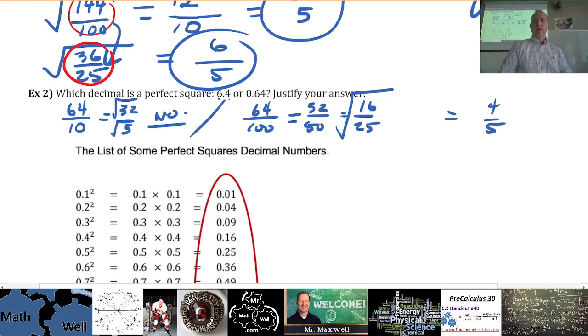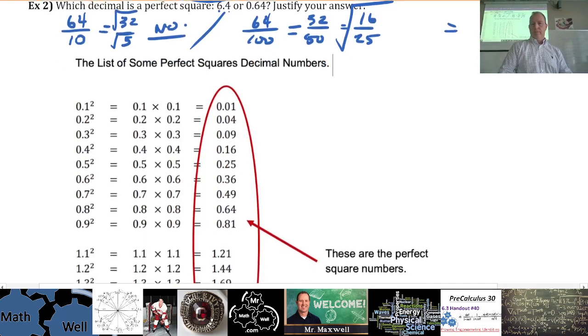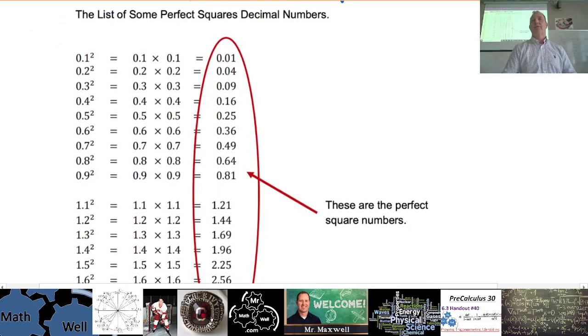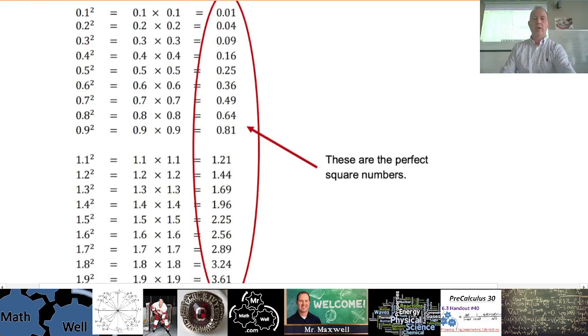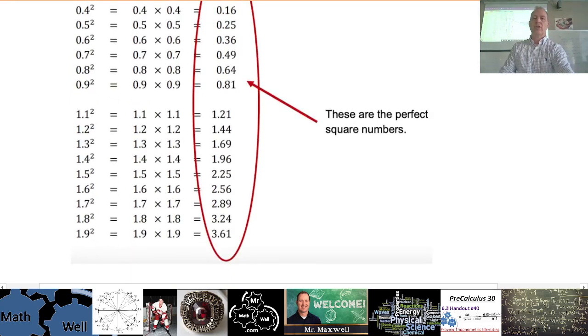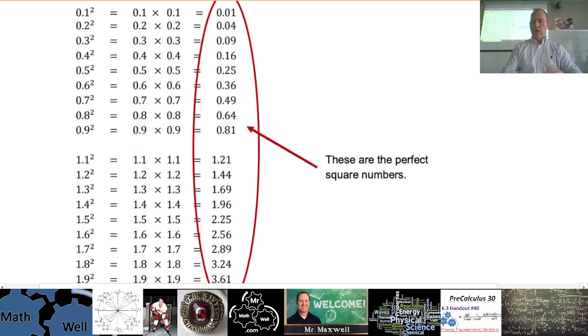Okay? Now, this will take a little bit of time for you to get comfortable with, I know, because it did for me too. So finding the square root of decimals and knowing which are perfect squares, if you change it to a fraction, it's easy to see, but I want you to try and get to learn this chart that's in your notes, okay?